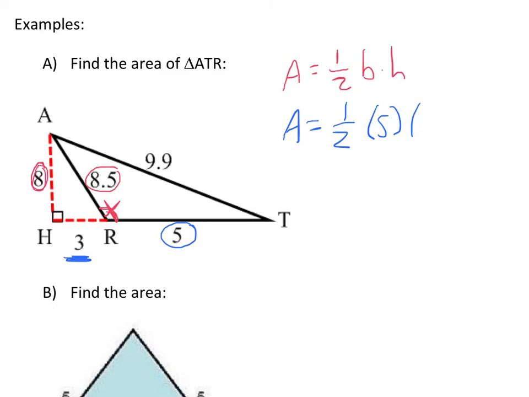Because in this case, side 8 here has a relationship that creates a right angle, so our height must be 8. 8.5 is not at a right angle, so we cannot accept it. So the area is equal to 20.